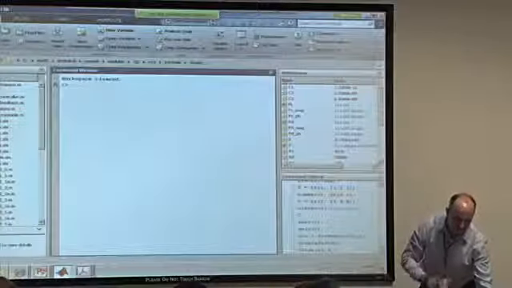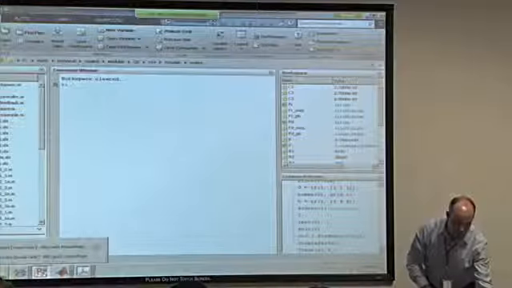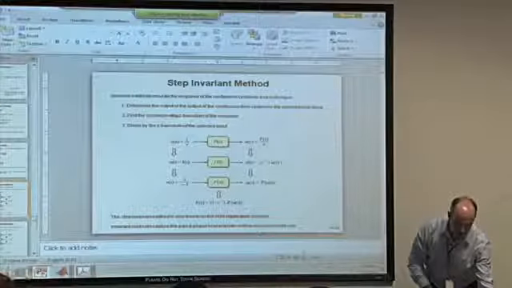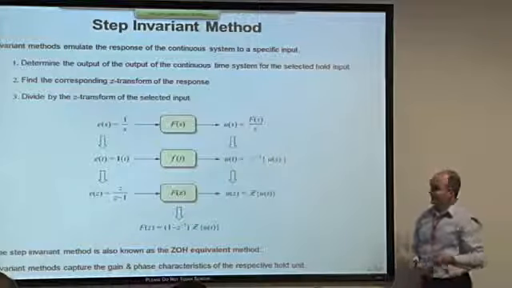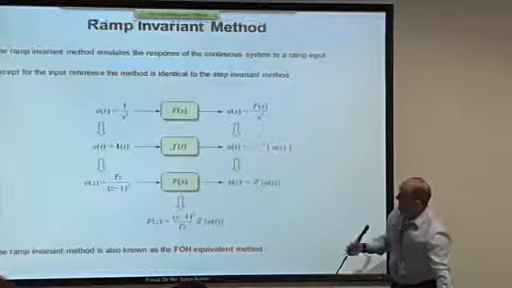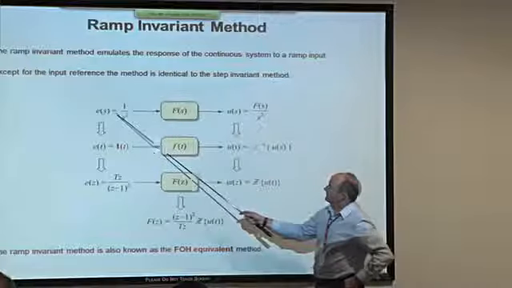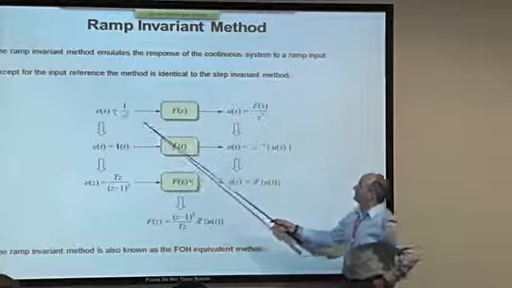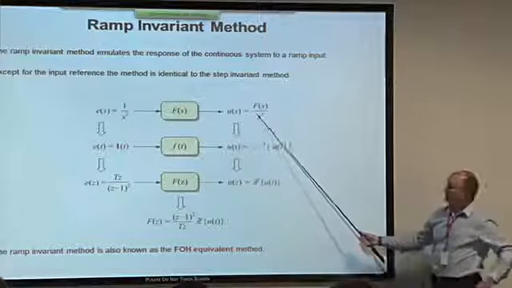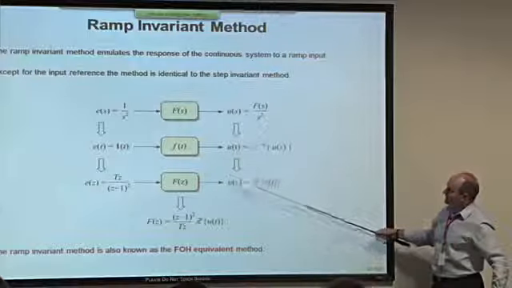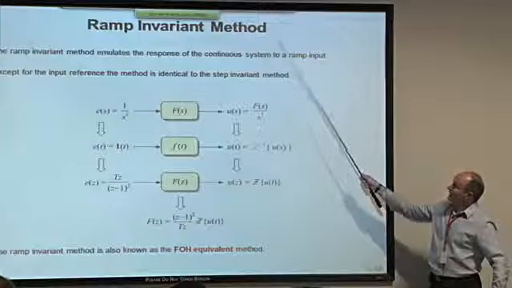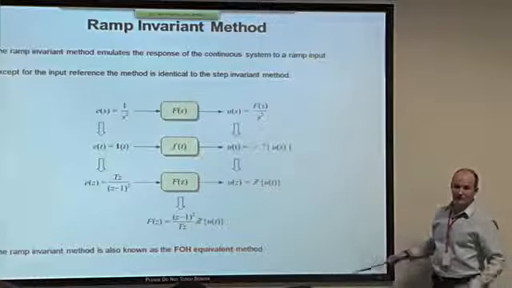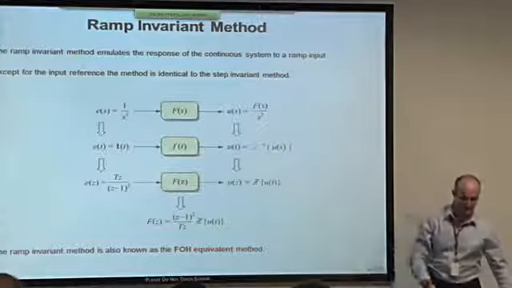There is one other technique which is important, and it's a variation on this one. It involves preserving the response of the system not to a unit step anymore, but to a ramp. A sudden change of velocity, if you like, 1 over s squared. We know what the output of our system would be, so we go through the same set of logic here, and we call this the ramp invariant method, or the first order hold equivalent method. Those two names are the same.